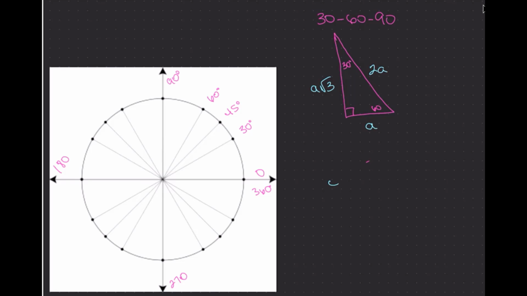And then when it came to the 45, 45, 90, when it came to that perfectly drawn triangle, if this guy's 45 degrees, what do we know about the other angle? It's 45. And what do we know about the two sides, this side and this side? They're the same, right? There's that correlation between angles and sides. So this guy could be A, this guy could be A, and then our hypotenuse was A times the square root of 2.